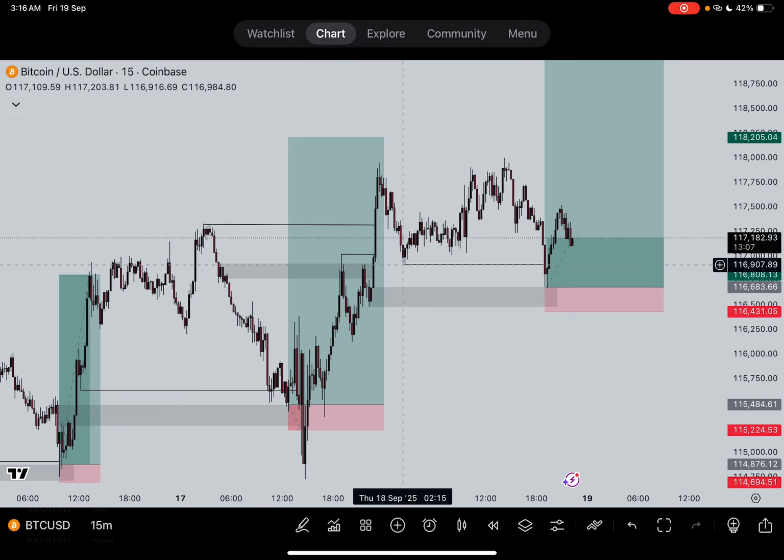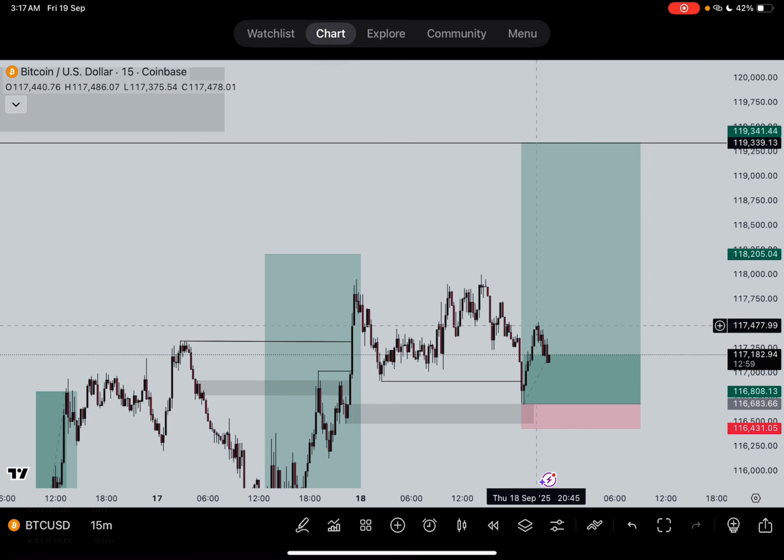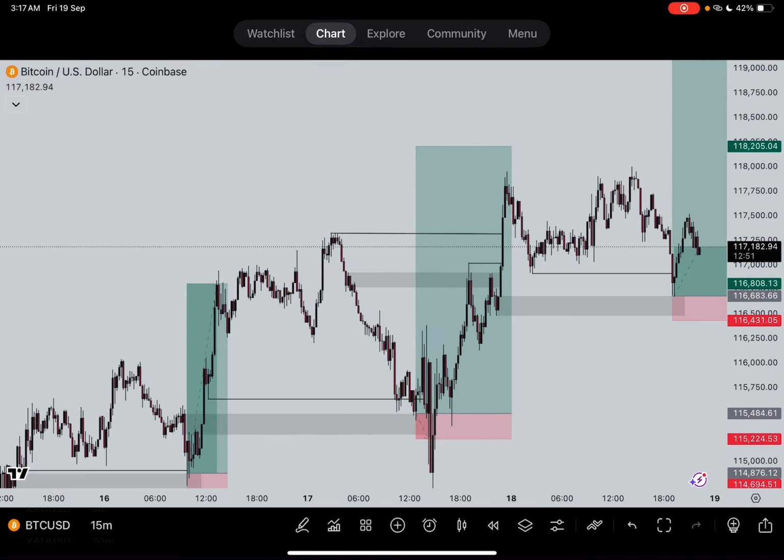Sorry. So this is inducement. Price pushed up, came back, tapped the POI and is buying. So I'm expecting price to get to this particular level. Now you understand why I'm expecting price to get to this level, right? So that's all I have to say.